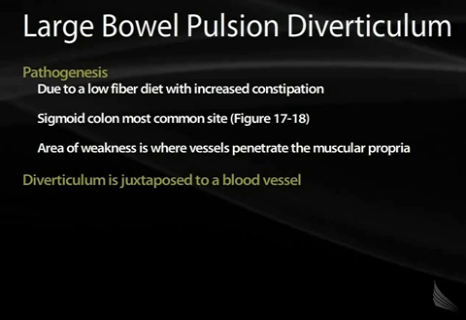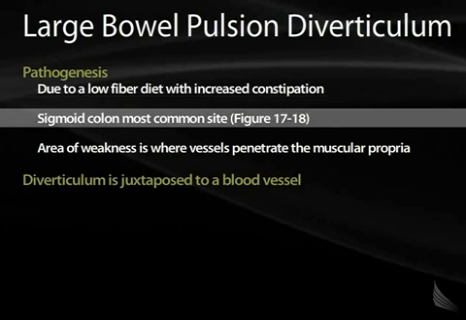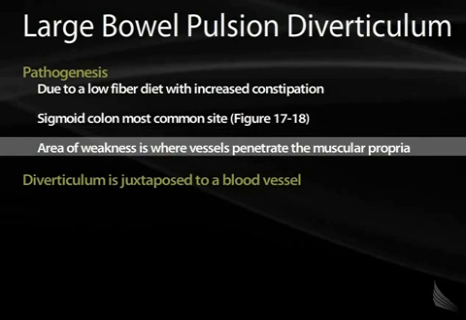Next, we're going to talk about diverticulae in the large bowel. Large bowel propulsion diverticulae are found and may be due to a low fiber diet with increased constipation. The sigmoid colon is the most common site of large bowel diverticulae, and they occur in an area of weakness where the vessels penetrate the muscularis mucosa.